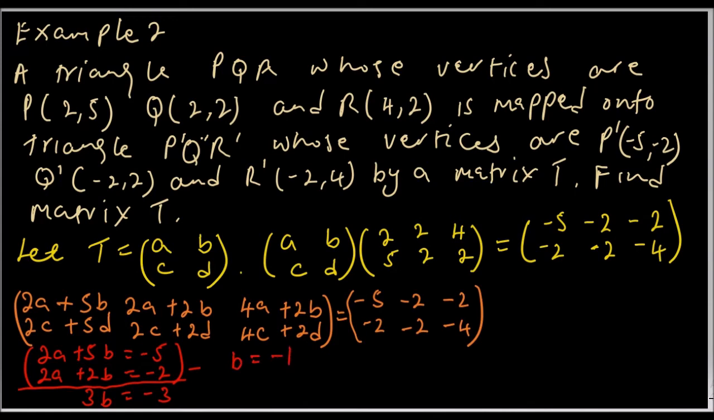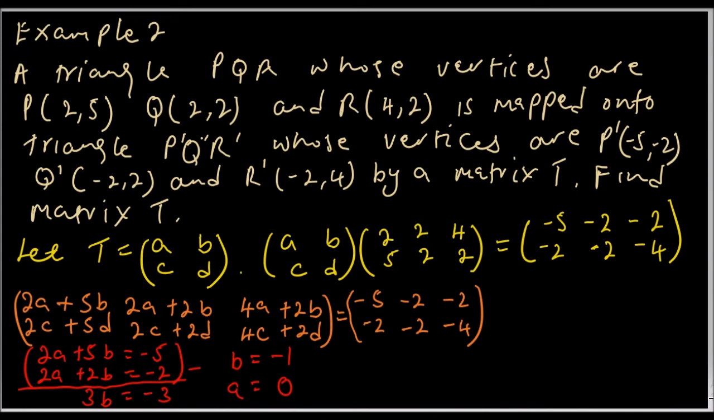Once you get B is equal to minus 1, then you can substitute in one of the equations. So for example, in the second equation, you have 2A plus 2 times minus 1, that is minus 2. When you take it to the other side, it becomes positive. So minus 2 plus 2, that is 0. So you divide both sides by 2, you get A is equal to 0. So we have obtained our A and B.